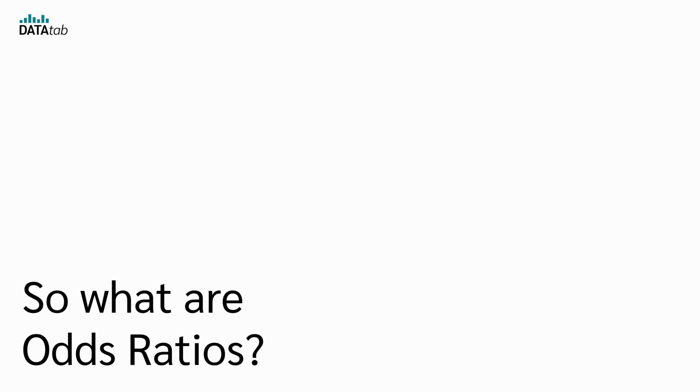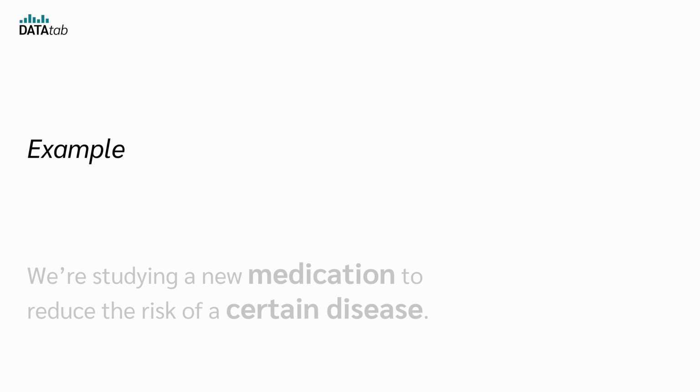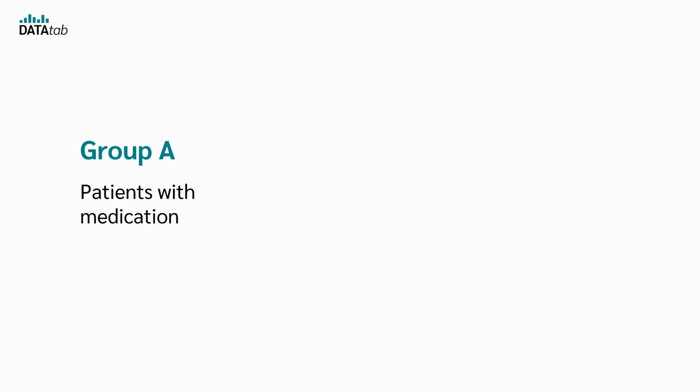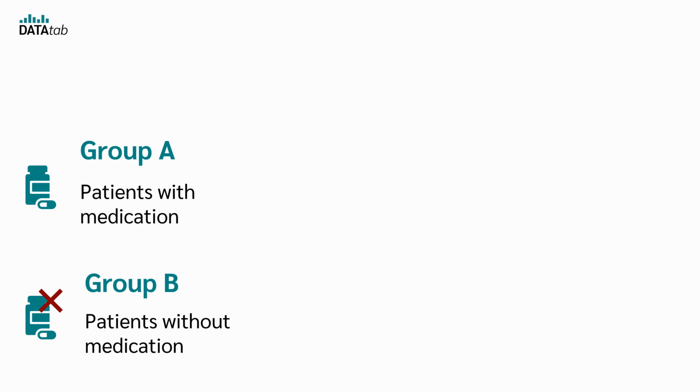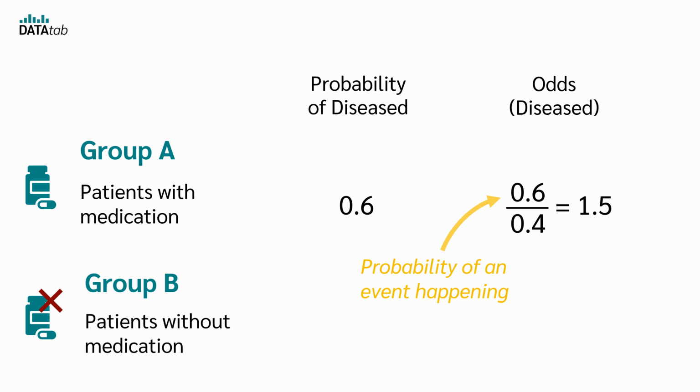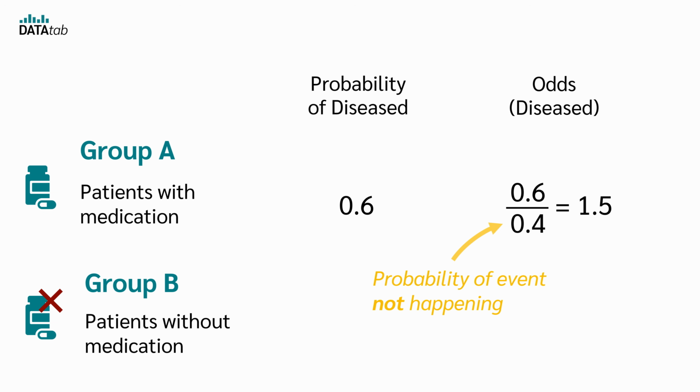So what are odds ratios? Let's look at the example from the beginning. We are studying a new medication to reduce the risk of a certain disease. So we have a group A, patients with medication, and a group B, patients without medication. Let's say in group A we calculated a probability of 60% or 0.6 of getting diseased. So the odds of getting diseased is 0.6 divided by 0.4, which is 1.5. Again, odds just represent the ratio of the probability of an event happening to the probability of it not happening.